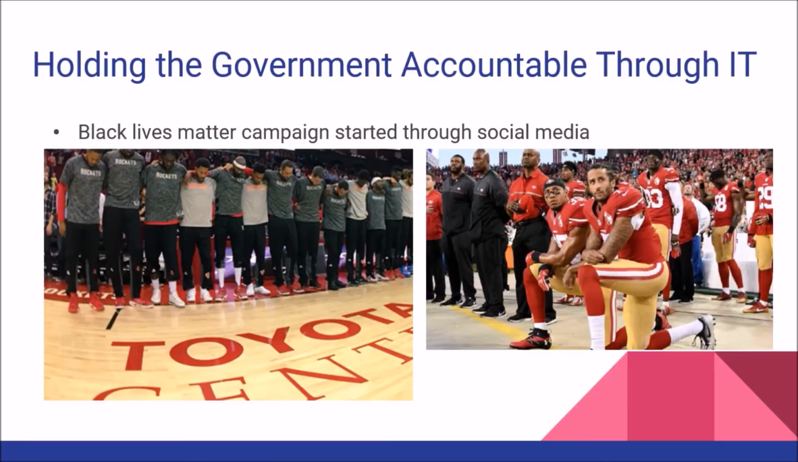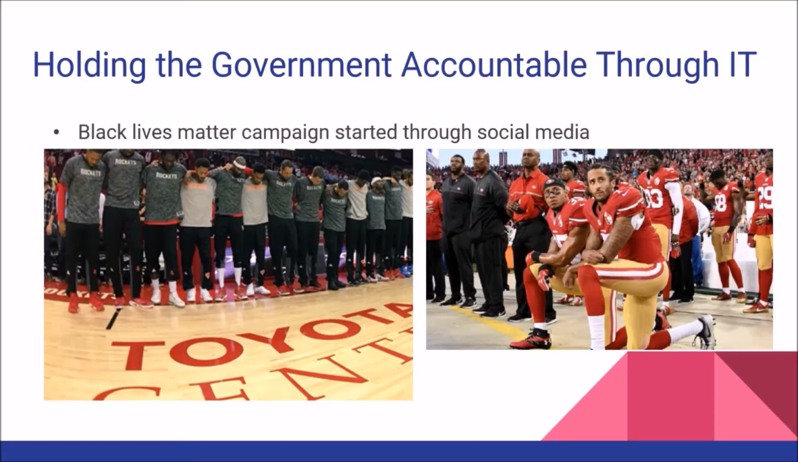Information technology has had a positive impact on democracy in developed countries. Access to social media has allowed citizens to communicate issues in society and hold the government accountable. For example, in 2013, the Black Lives Matter movement on social media began after the acquittal of George Zimmerman in the shooting death of a young African-American teen named Trayvon Martin.